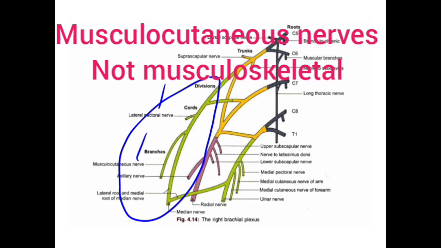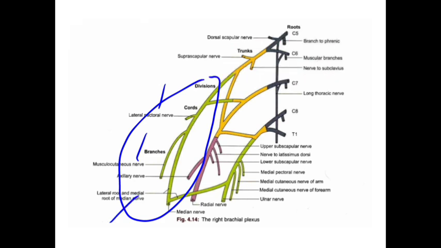And finally, we can also see the lateral root of the median nerve, which combines with the medial root of the median nerve, which is a branch of the medial cord, to form the median nerve.